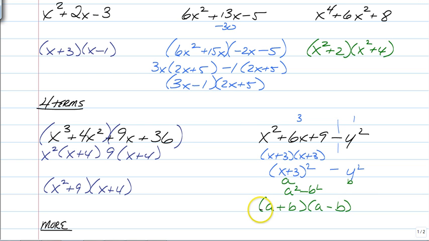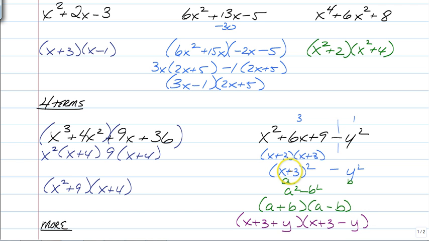So a is x plus 3. So our a value is x plus 3, and our b value is just the y. And then we have a minus b. Our a value again is x plus 3, and our b value is the y, except this is minus b, so this would be a minus y.